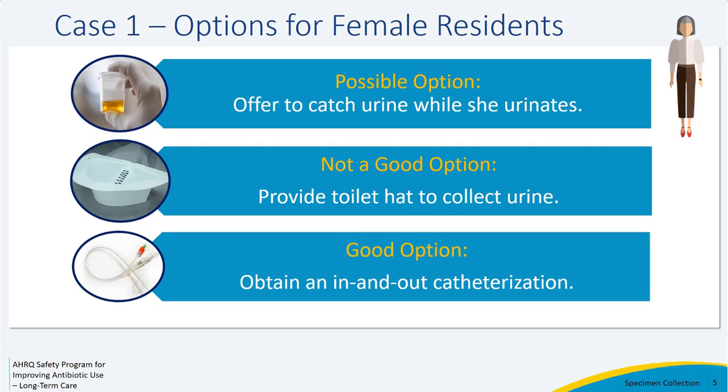Last, obtaining an in and out catheterization is probably the best way to obtain a good sample. The downside to this approach is that it is invasive and can be uncomfortable for the resident. Again, using sterile technique and cleaning the genitals before obtaining the sample remains important here.